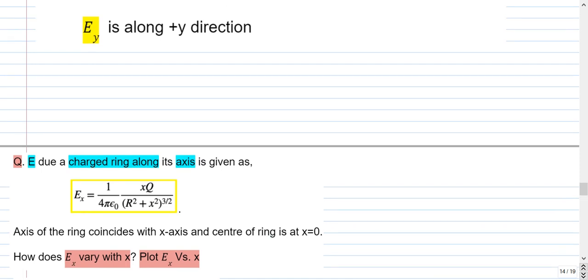This is the next question. Electric field due to a charge ring along its axis is given as this expression we already got, which is 1 by 4 pi epsilon naught, the charge q into the axial distance divided by the cube of the hypotenuse distance. Axis of the ring coincides with the x-axis and center of the ring is at x equal to 0. How does the electric field, the x component, vary with x? Plot the electric field versus x. You can pause and attempt this question.